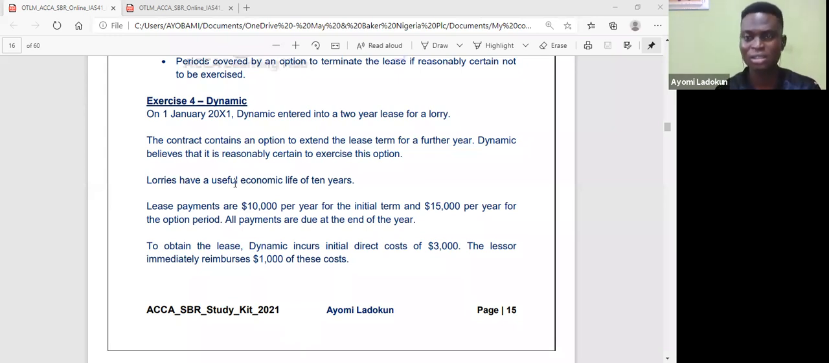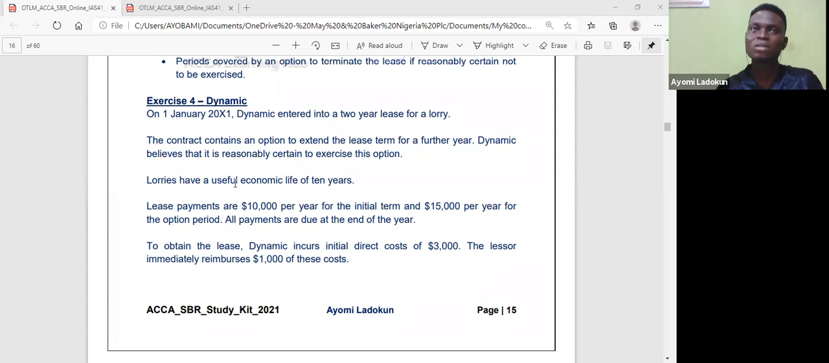IFRS 16 leases, and we said a lease is a contract or part of a contract that conveys rights to use an underlying asset for a period of time in exchange for consideration. We also went ahead to define what a lessee and a lessor is, and also we were able to establish how to identify if a contract contains a lease.